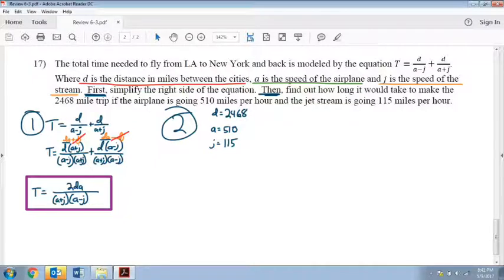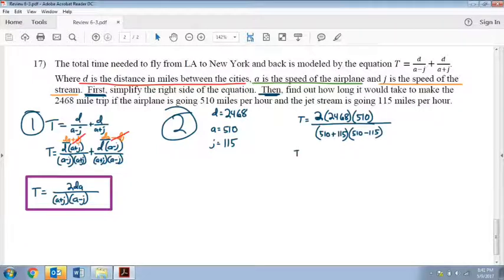So start plugging things in. T equals 2 times D, which is 2,468, times, not J, D times A, which is 510. That's going to be one giant number, divided by A plus J, so 510 plus 115, A minus J, so 510 minus 115.